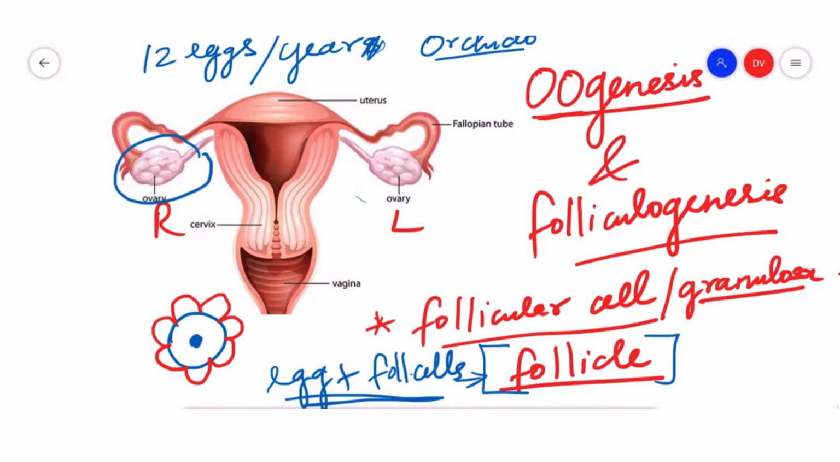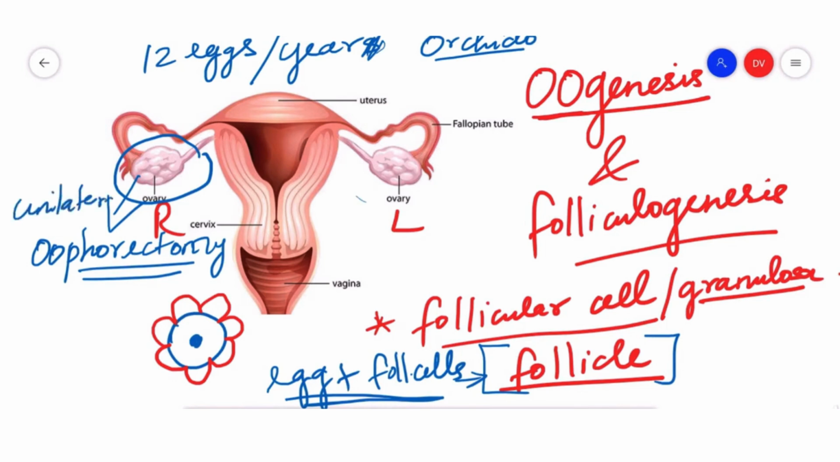Likewise, the medical terminology for ovaries is oophoro. So oophorectomy is nothing but the removal of ovaries. If they remove only one ovary because of a tumorous condition, you call it unilateral oophorectomy.